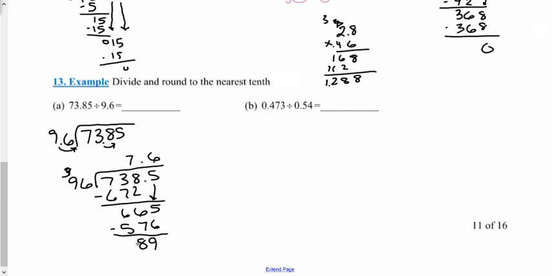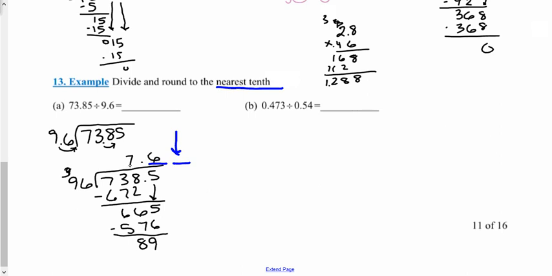Now we have this remainder, but we don't use remainders with decimals. This says round to the nearest tenth. Well, this is a tenth. But remember, if I want to round to the nearest tenth, I actually have to know what this next digit is. If this one is a 5, 6, 7, 8, 9, then this will round up. If this one is a 0, 1, 2, 3, 4, then this one will just stay. We just chop it off.